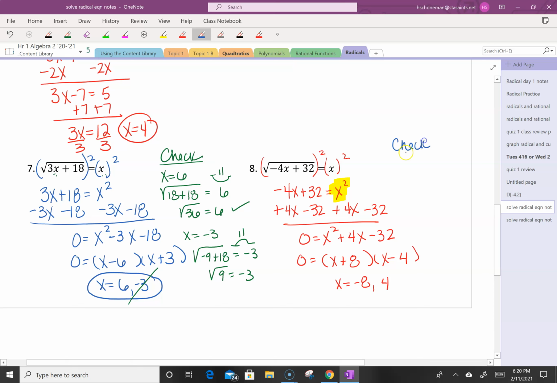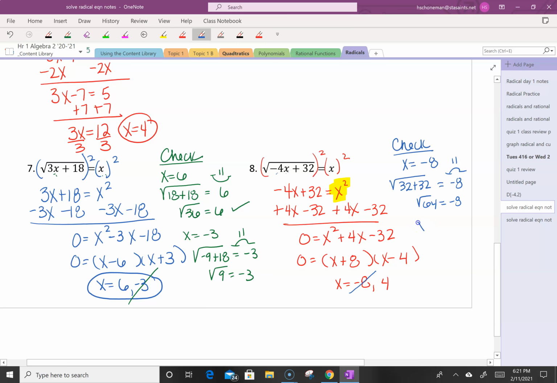So when I go in to check it, first I'm going to check negative 8. If I plug in negative 8, negative 4 times negative 8 gives me positive 32. So positive 32 plus positive 32 equals negative 8. Square root of 64 equals negative 8. Looks like it works, but it doesn't, because when we do the principal square root, it has to be positive. So this one is no good.